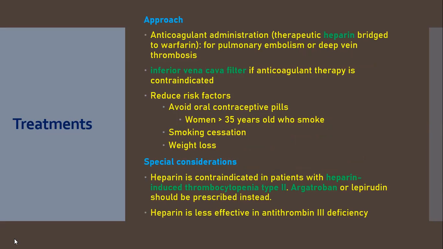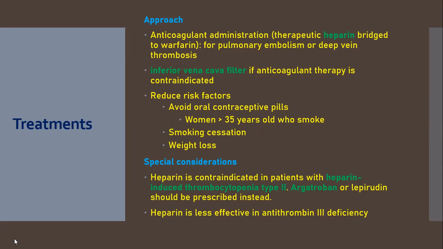And the treatments. So how are you going to approach these patients? For a patient who is developing or having a pulmonary embolism or deep vein thrombosis, you should administer or prescribe an anticoagulant, heparin bridged to warfarin. However, if it is contraindicated, then you should give inferior vena cava filters.